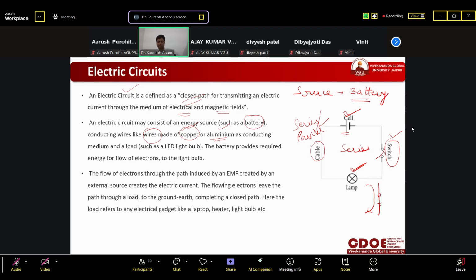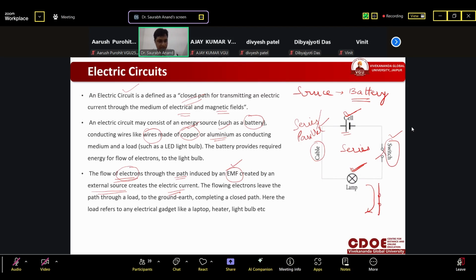So what is actually going on in the circuit? As I told you, current is flowing. So what is that? That is actually the flow of electrons. Current is flowing means there is a flow of electrons. Those electrons are flowing through the closed path, and that flow is induced by EMF. What is EMF? Electromotive force. Electromotive force is the voltage value, the volts of a battery, without connecting any circuit along with it. This is generated by an external source, and this external source is creating the electric current.